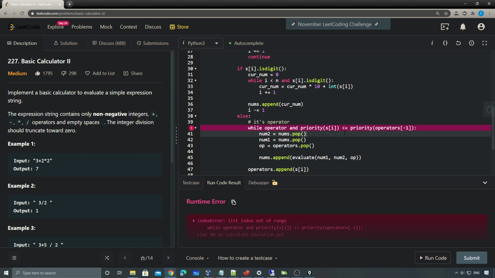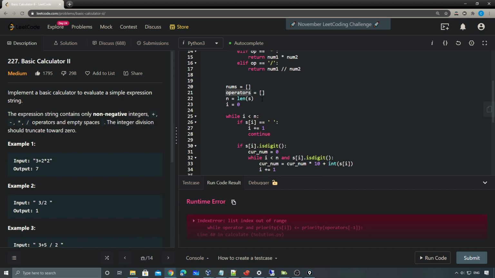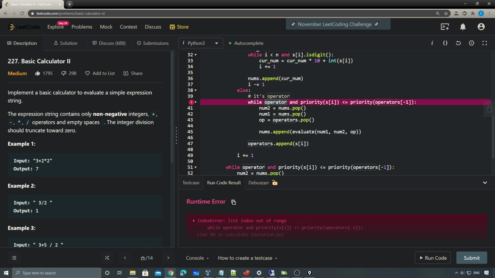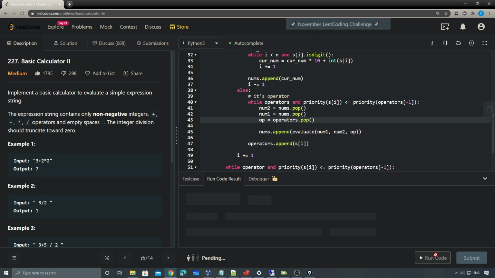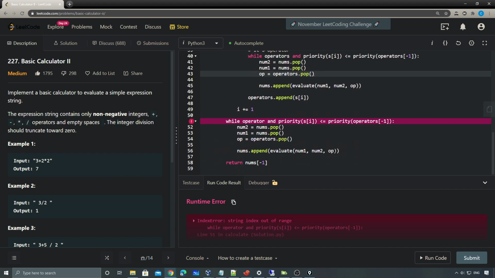Operators. Oh, wait, maybe here. Operators. Okay, yeah. I'm missing an as here. Same thing here. Okay. 51 operators. Oh, I'm sorry, here.